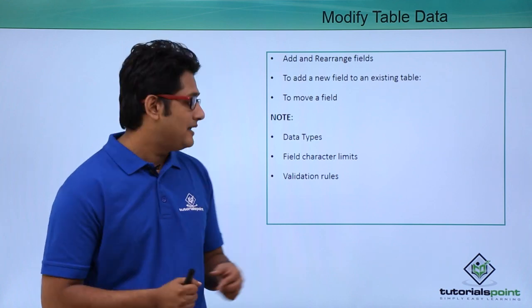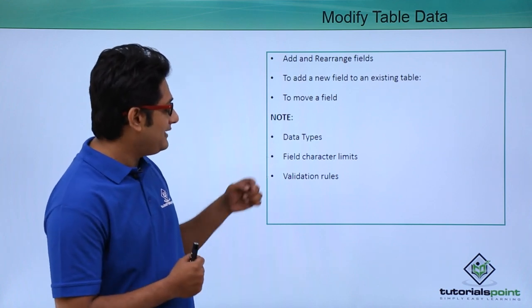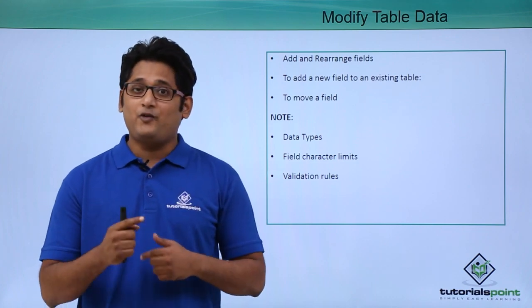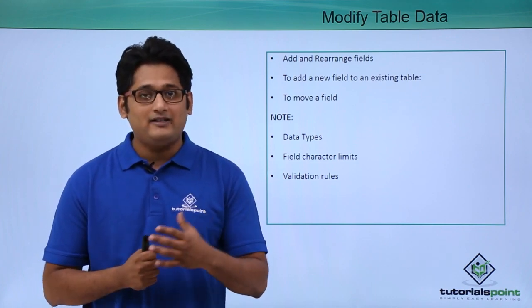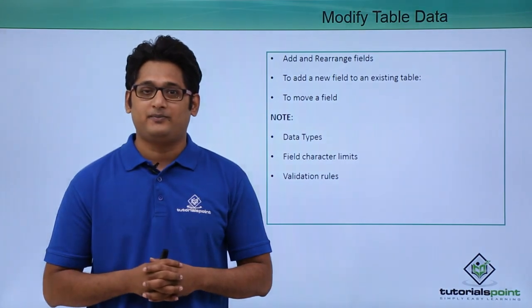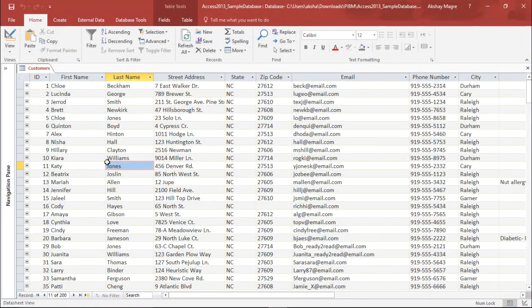Now, what are these three rules? That is data types, field character limit and validation rule. We'll get a better understanding of all these three rules in our practical approach. In this video, we are going to learn how to modify a table in Microsoft Access 2016.